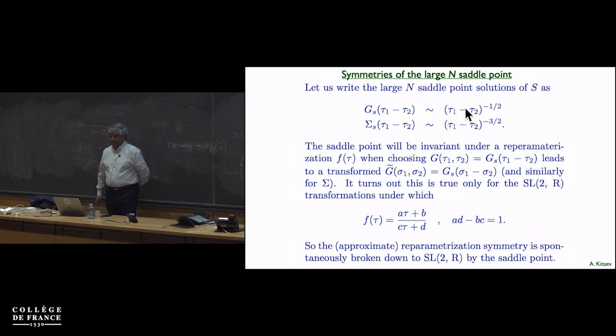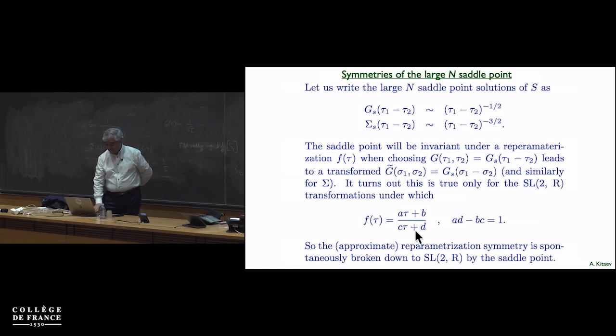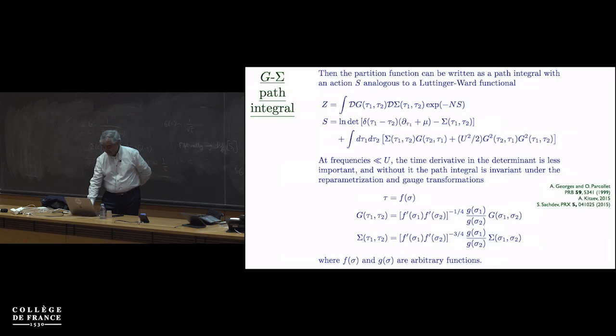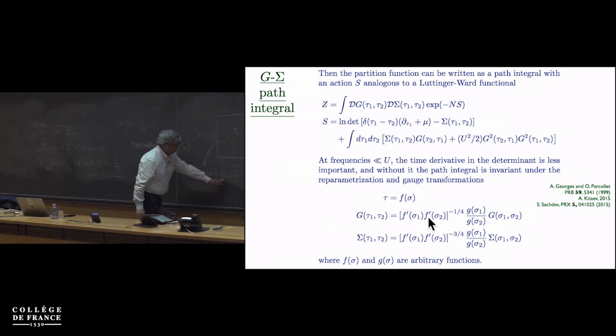And now I invite you to verify that if f of tau is of this form, A tau plus B over C tau plus D, this is the group SL2R, really PSL2R, where AD minus BC is 1. So for any f of tau like this, you can check that this action is trivial. This action here is the action of f on G sub S.